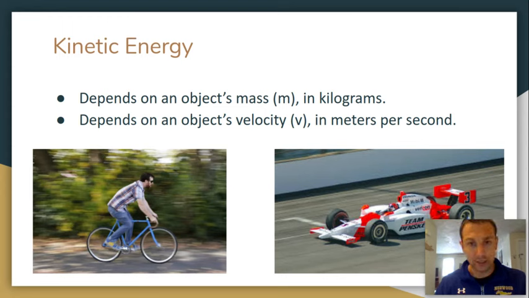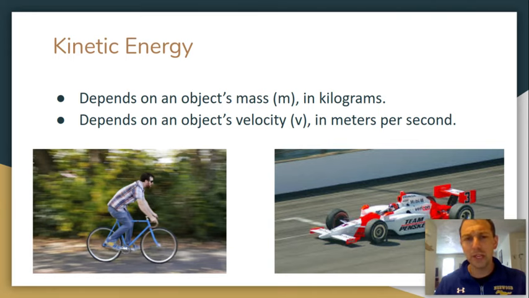Usually, race cars move faster than bicycles. So at each of their top speeds, it's probable that the race car is also moving at a higher velocity than the bicycle. So based on the fact that the race car not only has a bigger mass, but also is moving at a higher speed, that means we can pretty much safely say that it has more kinetic energy.